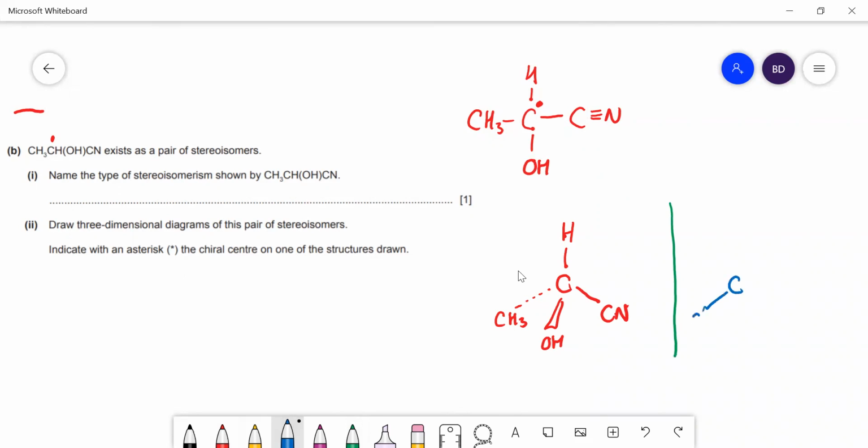Okay, and the mirror image of that one is going to be like that. I just pretend it's reflected there. So there you have, it should be dotted, sorry. Okay, you've got, and indicate the chiral carbon. There's that one. There it is on that one. Okay, there are the 2 stereoisomers.